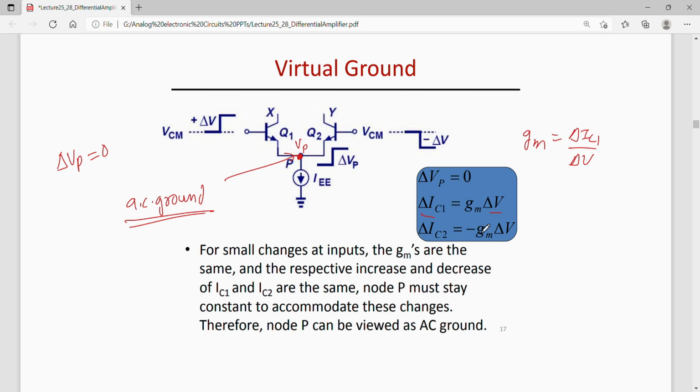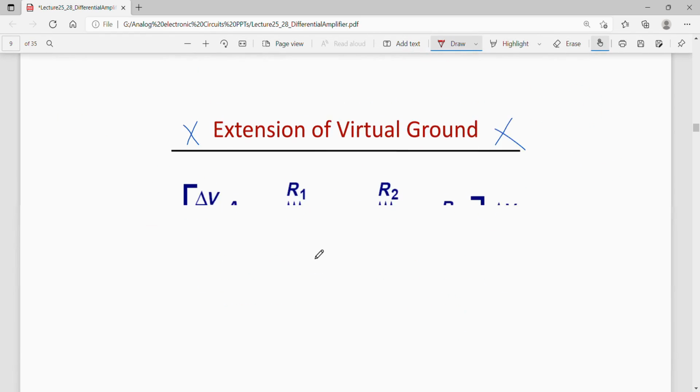Similarly, the GM of the other transistor, which is also the same, can be written as delta IC2 by minus delta V, because at transistor Q2 the input is falling by the same amount, delta V. So one can write delta IC1 is GM times delta V and delta IC2 is minus GM times delta V, and this node P can be viewed as AC ground in this situation.